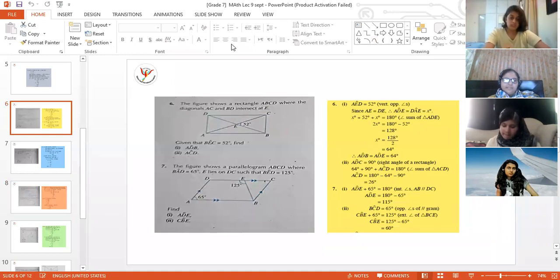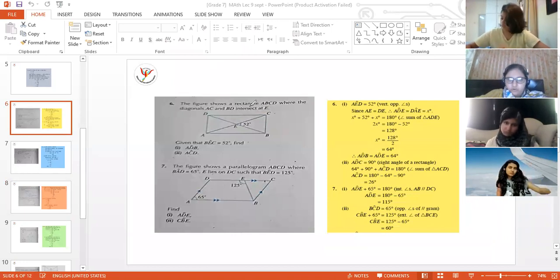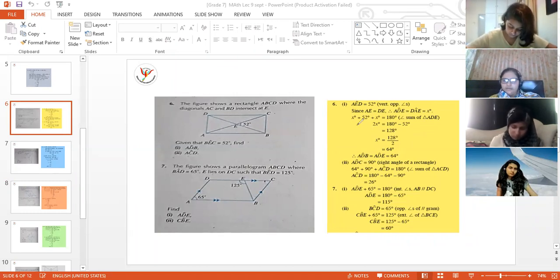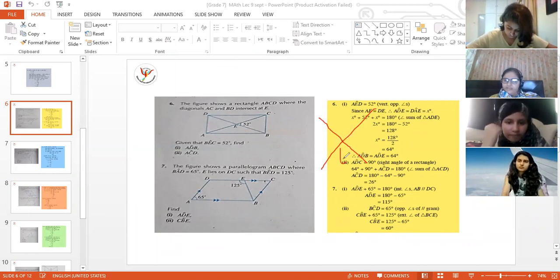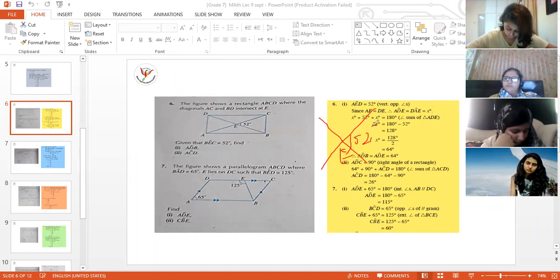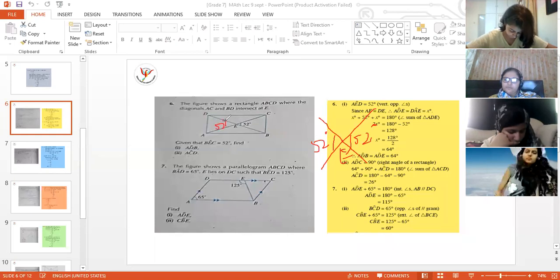In question number 6, the figure shows a rectangle ABCD. First of all, the figure is a rectangle where the diagonals are AC and BD. It is very clear. Now see this. When two lines are intersecting, if this is point E, this angle is 52 degrees. What will be its vertical opposite angle? This one will also be 52 degrees. So it means that this side is equal to 52 degrees.